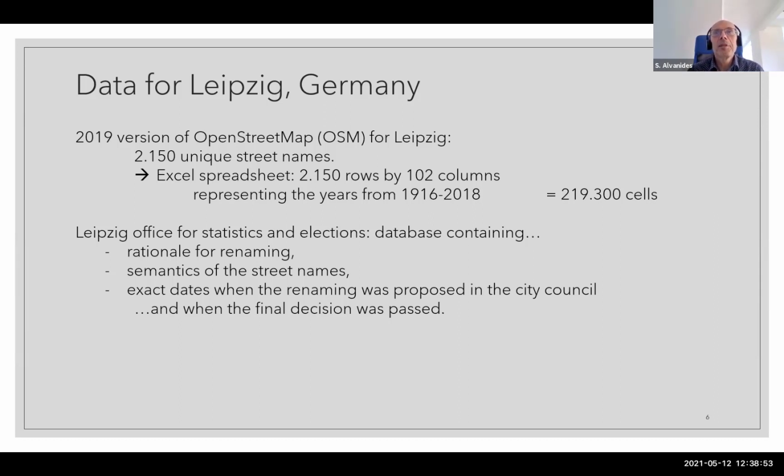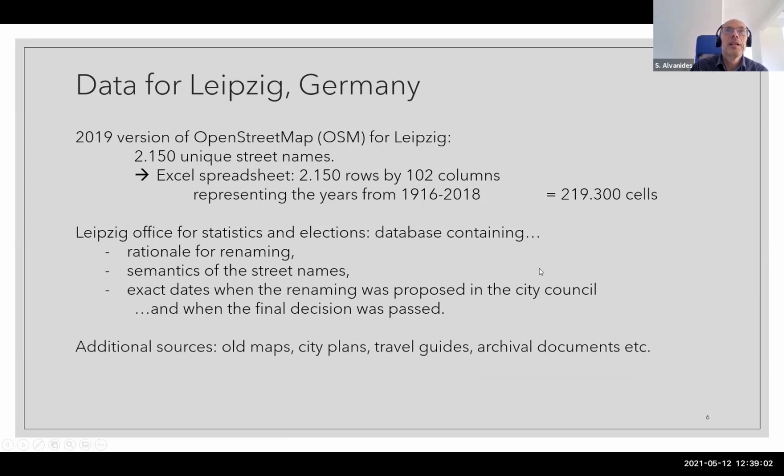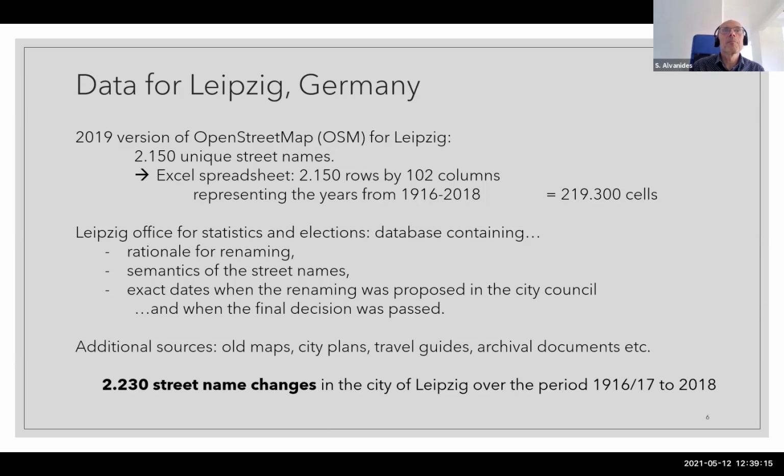Some data was in PDF format, some data was in maps, some was in a kind of more contemporary database. So there was a lot of work behind the scenes to code all this information. Additional sources: old maps, city plans, travel guides, archival documents, etc. It's a 3-year project, so quite a few people were involved digging into the data. This resulted in 2,230 street name changes for the city of Leipzig over 102 years, and this is what I'm going to show you today.